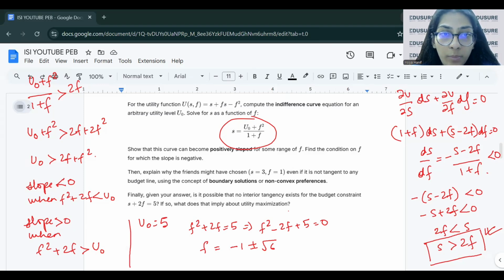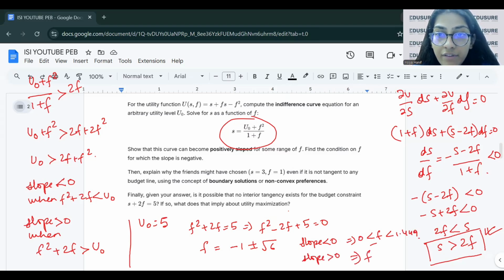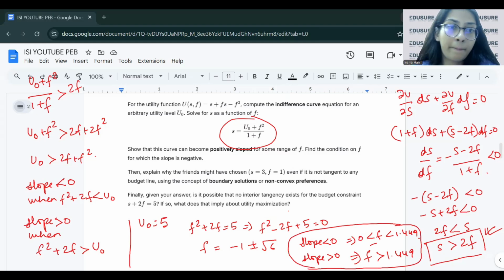Okay, slope is going to be negative for f less than 1.449 and slope is going to be positive for f greater than 1.449. Okay, this gives you your final answer, right? Which is why at f is equal to 1, which was the gift bundle, slope is negative.